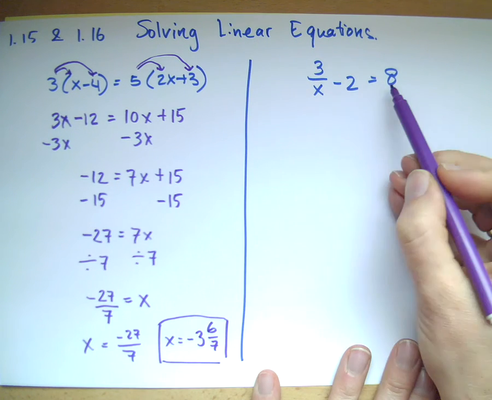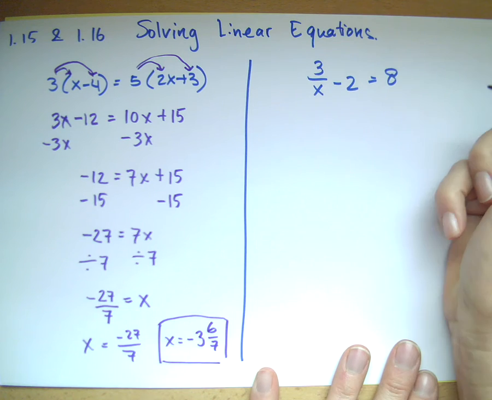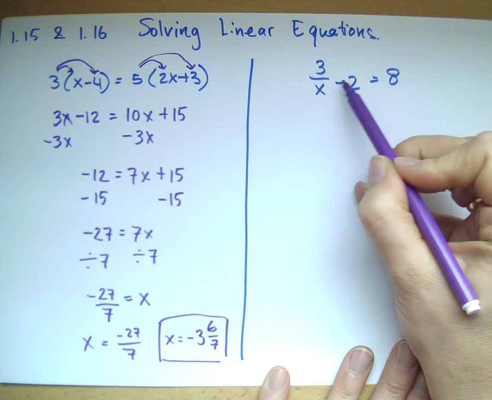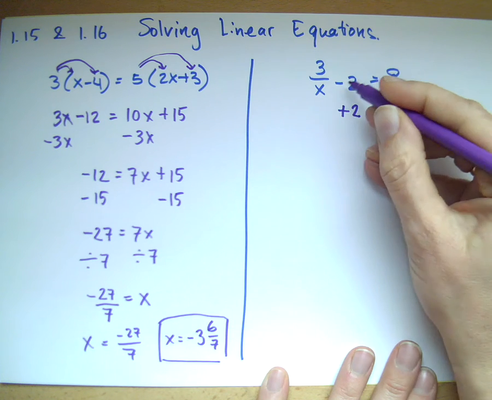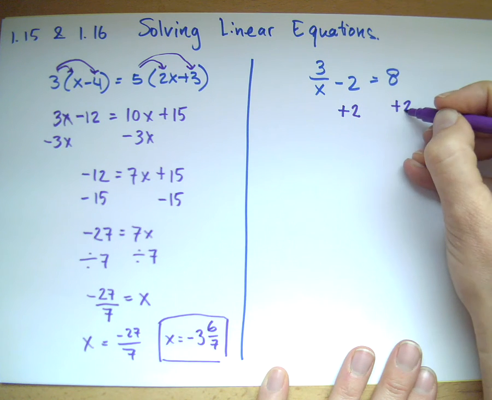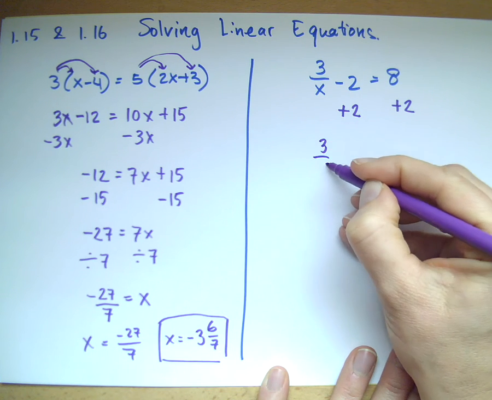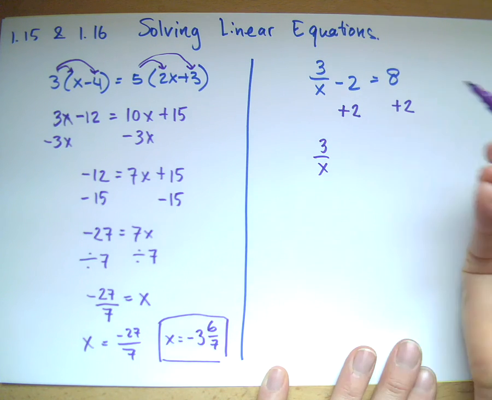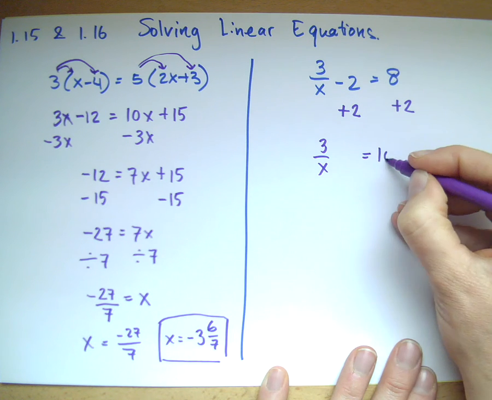Okay, say we had this. Say there's a fraction in there. You could get nervous, but there's no need to. We want x by itself. There's a loose number here that we want to get rid of. Let's add 2 to get rid of that. We do the same thing to both sides, right? So we have here 3 over x minus 2 plus 2. That's just nothing, right? Equals 8 plus 2 is 10.